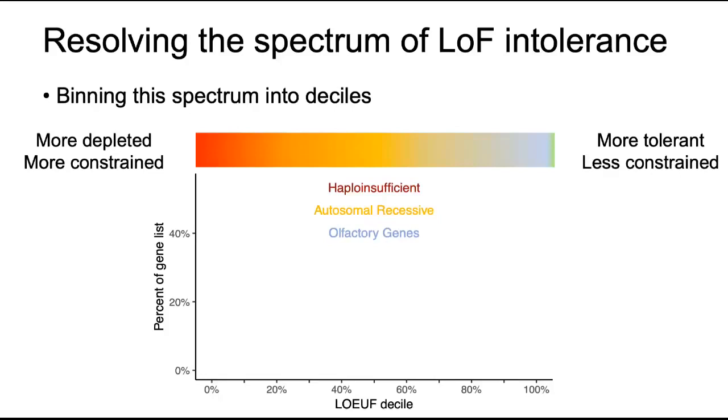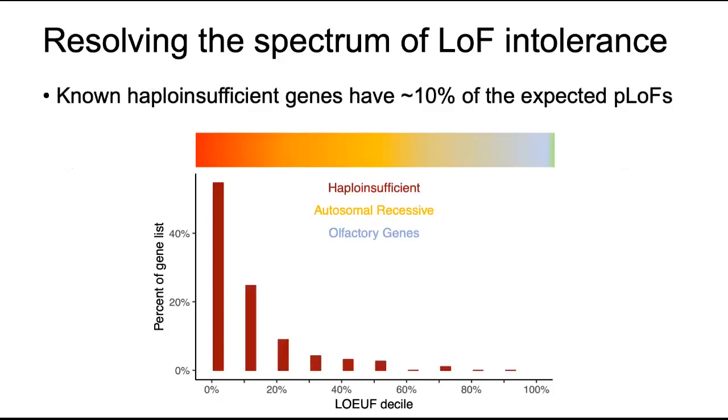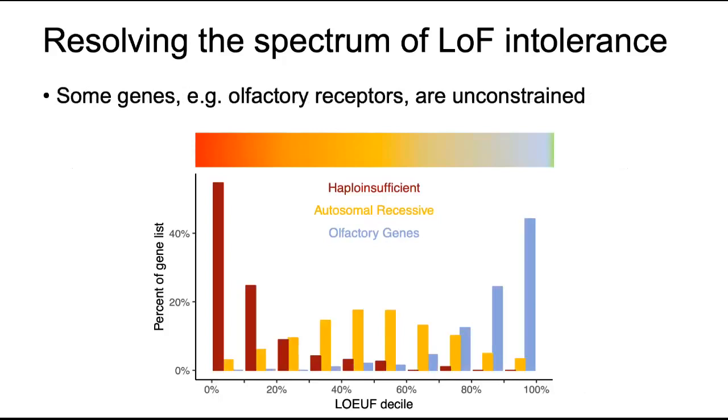What we see when we actually look at these LUFT scores: we can bin the spectrum into deciles, where on the left are the more depleted or more constrained genes, and on the right are the more tolerant, less constrained genes. As I mentioned before, known haploinsufficient genes are very much skewed towards the left, with lower LUFT scores. Recessive genes are somewhere in the middle. And on the right, we have genes like olfactory receptors, which are not constrained.